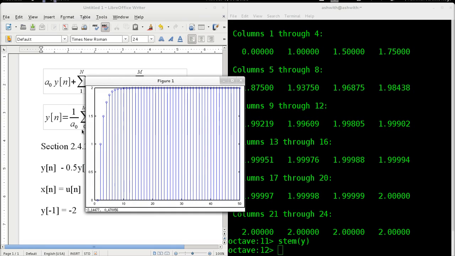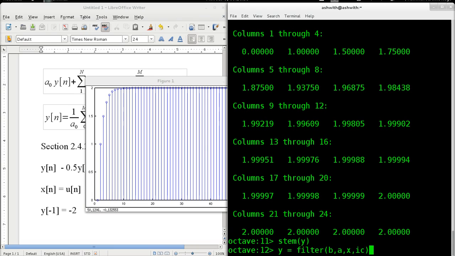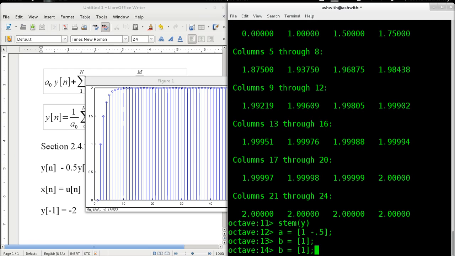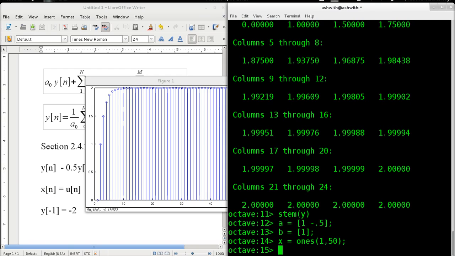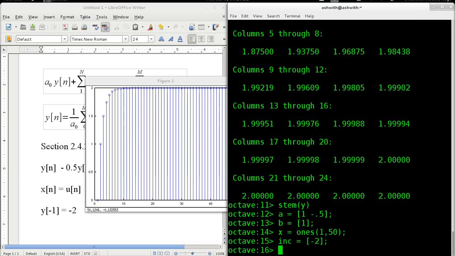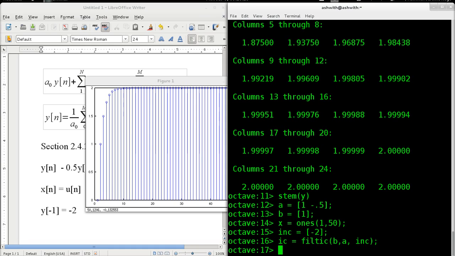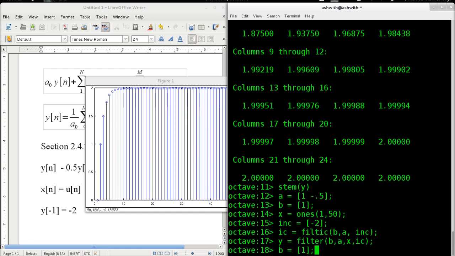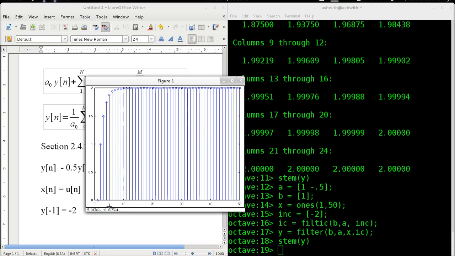So this would be y. Great, this is my output. I gave the coefficients of y, I gave the coefficients of x, and I gave the input to the system. I also gave the initial condition. Then I calculated some initial condition on the filter, and finally I found the output like this. I used the filter function to find the output. This is the summary of the steps I used, and finally I did a stem plot and I get this. So this is my output to the unit step.